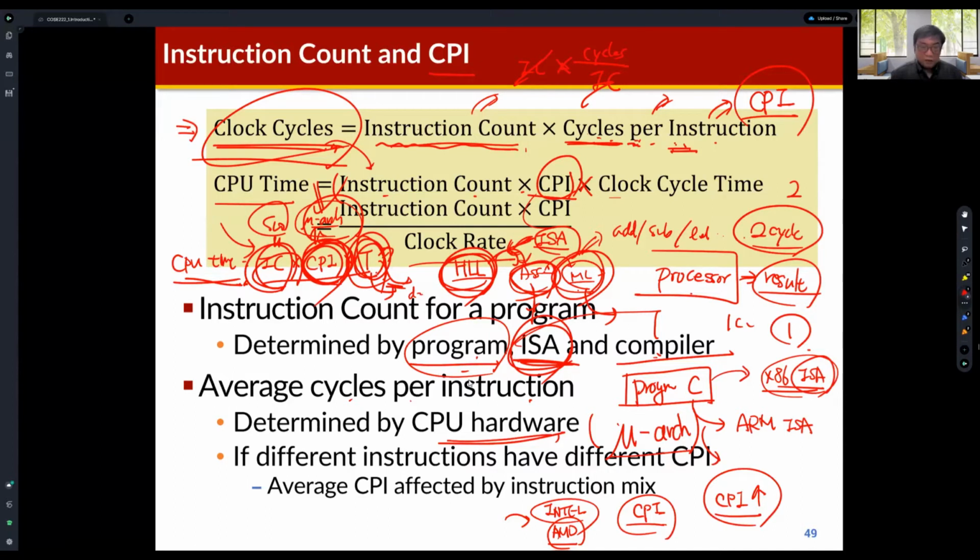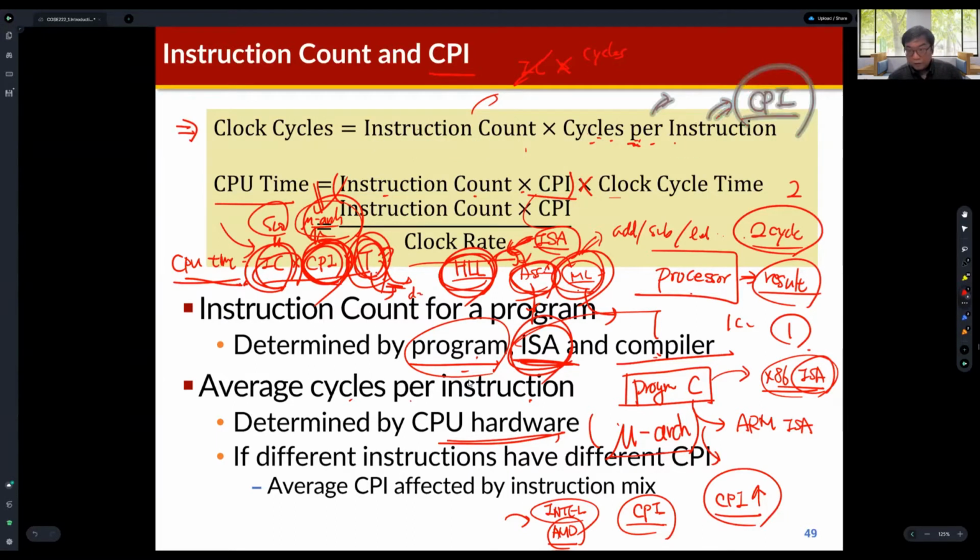So we can calculate the number of clock cycles as the instruction count multiplied by cycles per instruction. But it's obvious, right? So why do we need to divide these clock cycles into two parts?